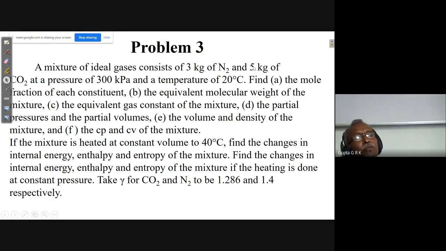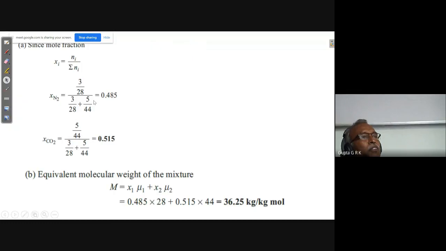So 5 by 44 is the number of moles of CO2. And if I add, I will get the total number of moles. So 3 by 28 divided by (3 by 28 plus 5 by 44) gives the mole fraction of nitrogen, and similarly for CO2. Okay, like that we get the mole fractions. You can see here that the X here is actually Y we are using. In another book it is used as X.